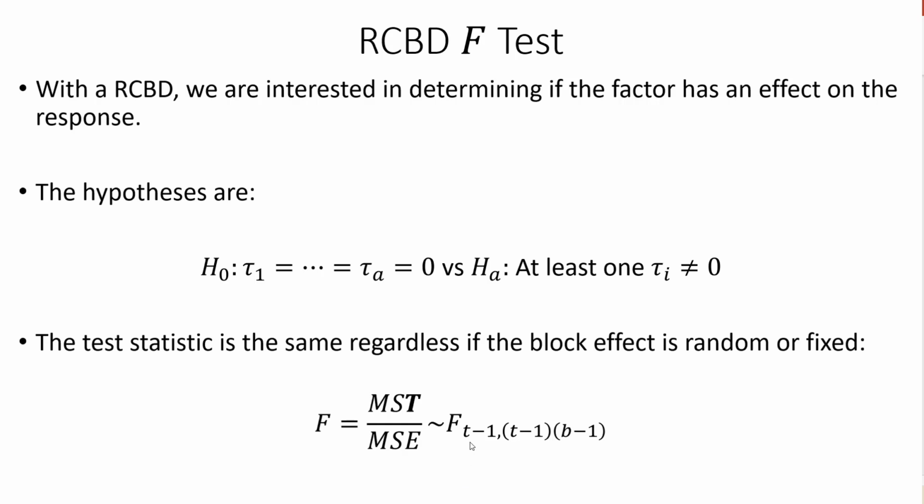And our degrees of freedom for the numerator is going to be our number of treatments minus 1. In our case, 4 minus 1 is 3. And the denominator is going to be the number of treatments minus 1 times the number of blocks minus 1. And that'll give us a way of finding our p-value for our test statistic to see if the factor has an influence over the response variable we're interested in.